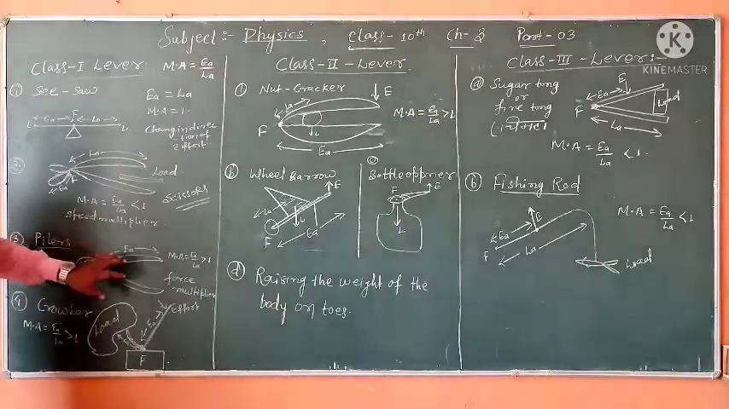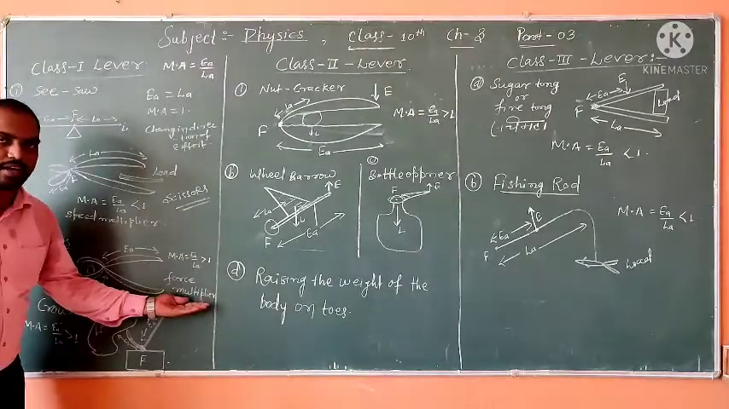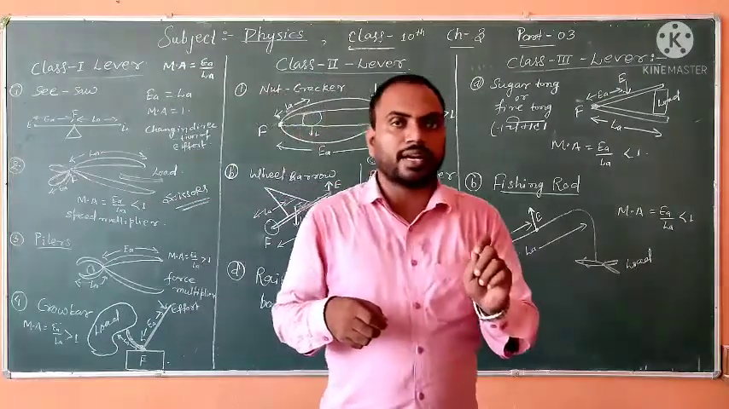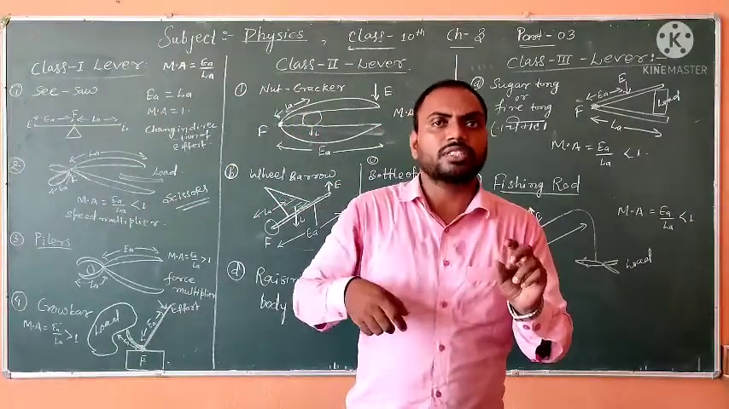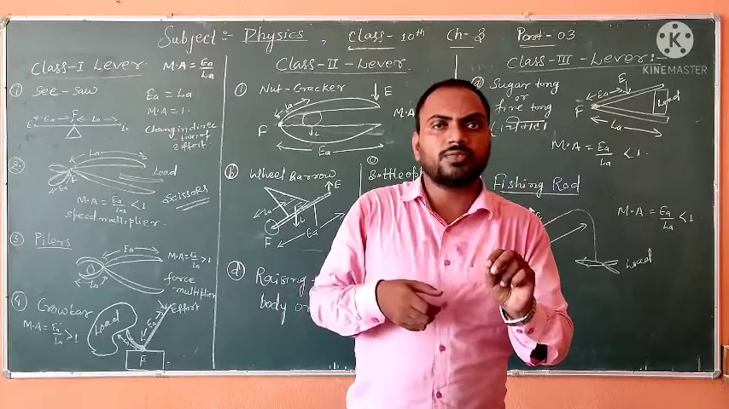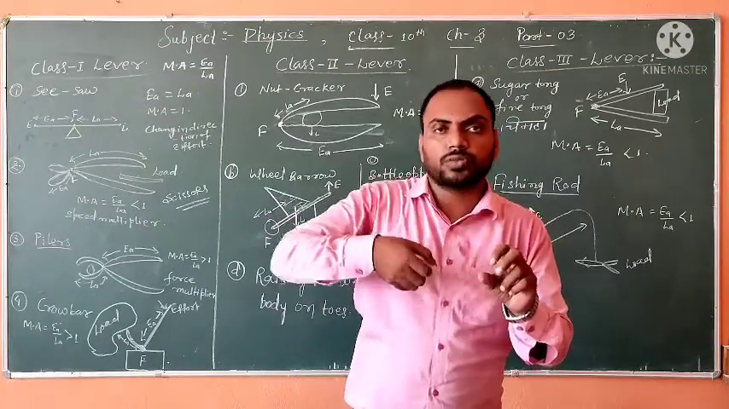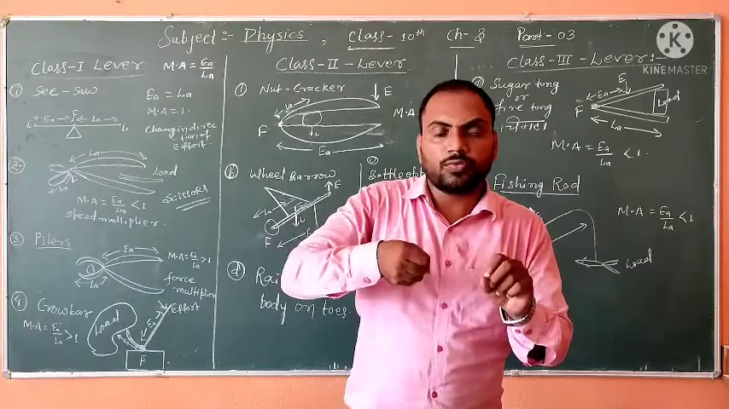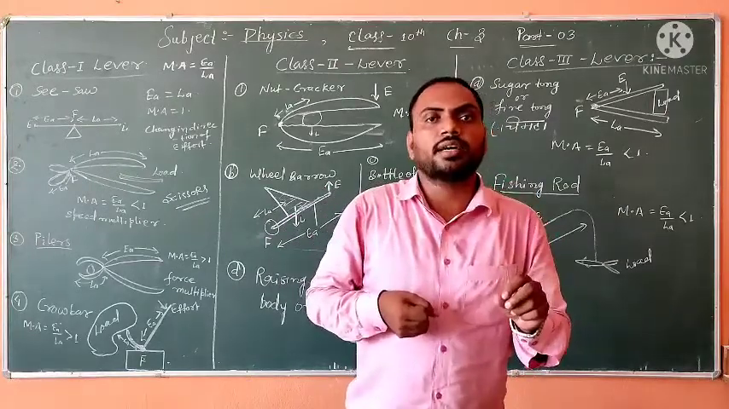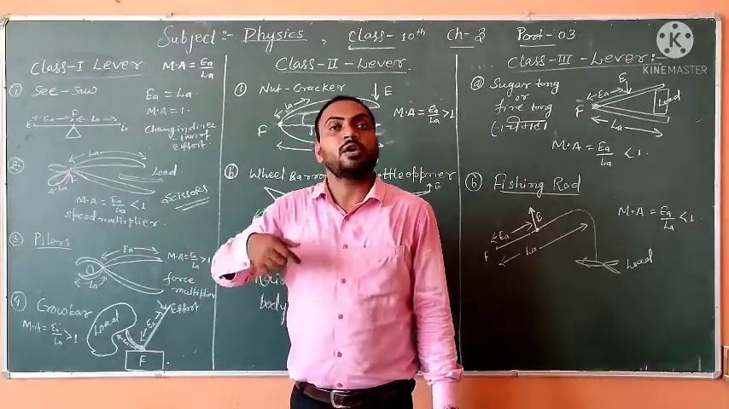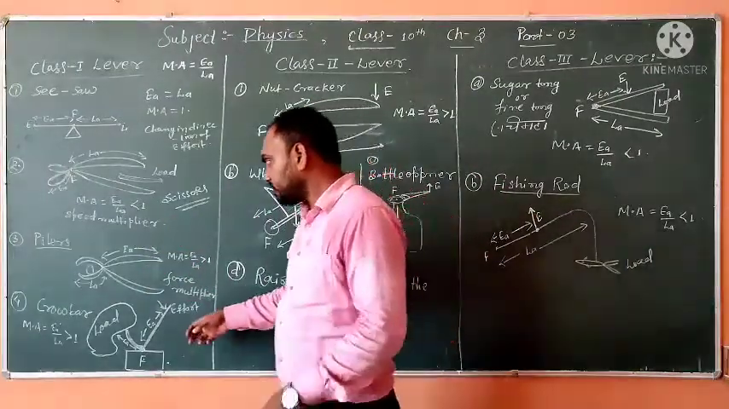So pliers act as a force multiplier, because a wire or any metallic substance is made out of metal, which is tough in nature, and we need more force. We require more energy, more force to cut it. That's why we use pliers, which work as a force multiplier.